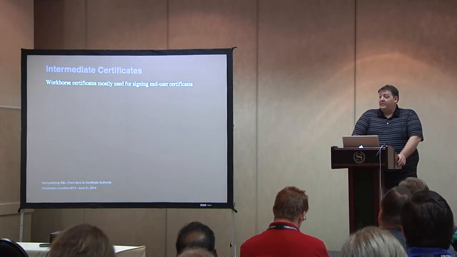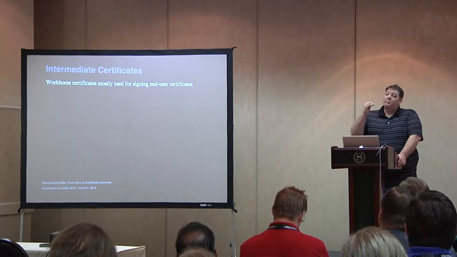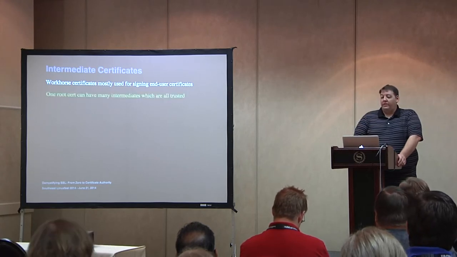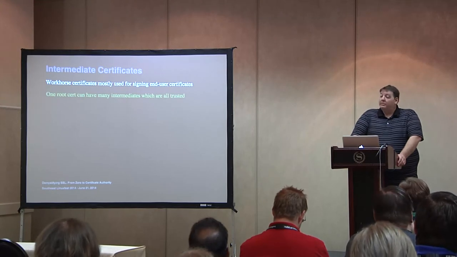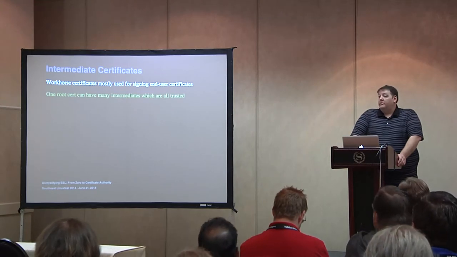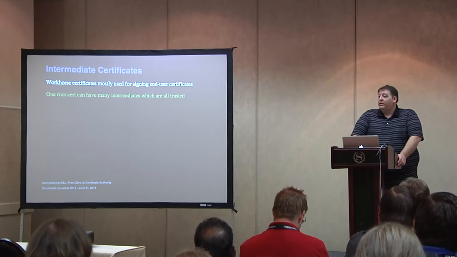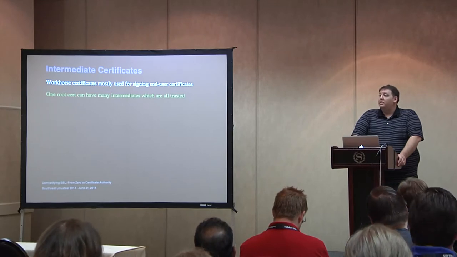We've been talking about intermediate certificates. They're workhorse certificates. They're the ones one step above the bottom of the tree, and they sign the end user certificates. One root can have many. In fact, you can have as many intermediates as you like. There is some upper limit on what is useful. How many intermediates do you need?